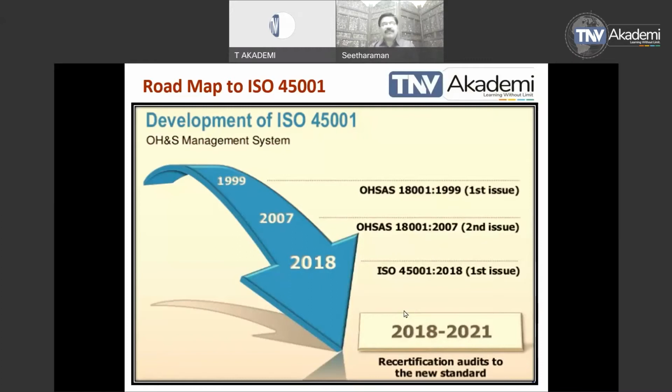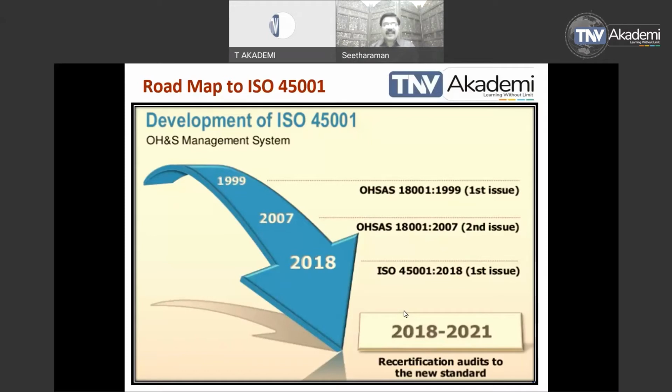So only from 2015 onwards, the deliberations went on to make an ISO standard for occupational health and safety. They looked at various standards and felt OHSAS 18001 had most of the elements which are aligning with the ISO philosophy.